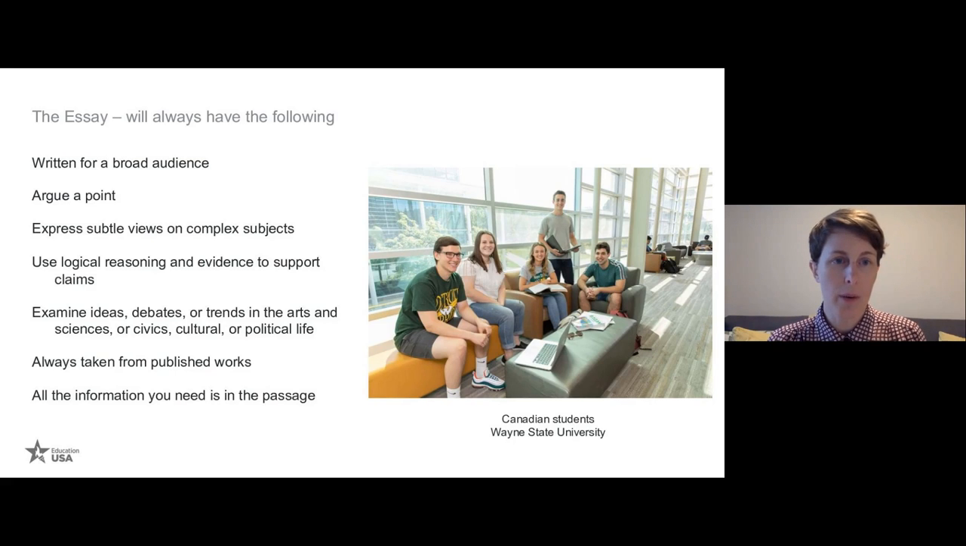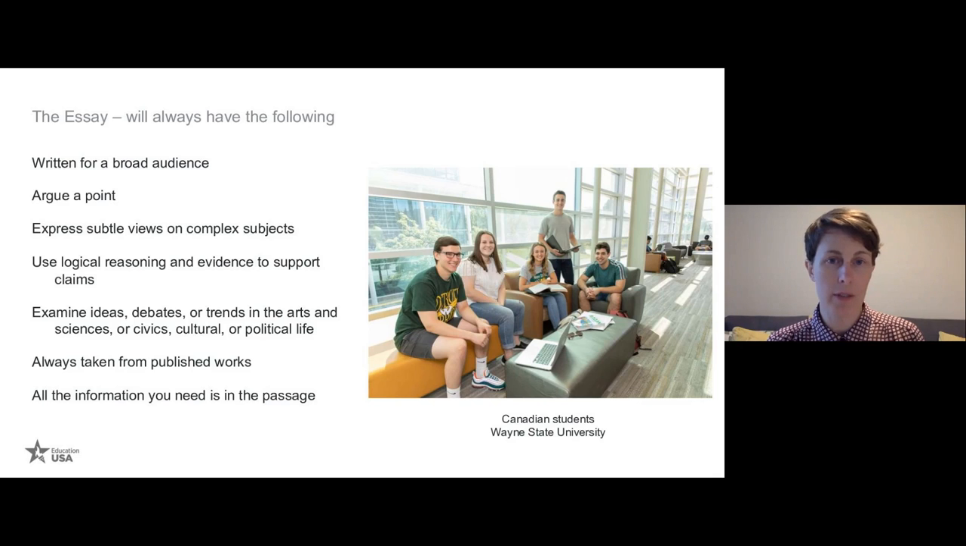The essay will always have the following. This is directly from the College Board website on how they describe the essay. It's written for a broad audience, so the stance won't be very controversial or one-sided. It will argue a point. It'll express subtle views on complex subjects. It will use logical reasoning and evidence to support claims. And that's important because that's what you're doing, identifying those things. It will examine ideas, debates, or trends in the arts and sciences, civics, culture, or political life. That's basically to say that there are a lot of different topics or areas it could come from.